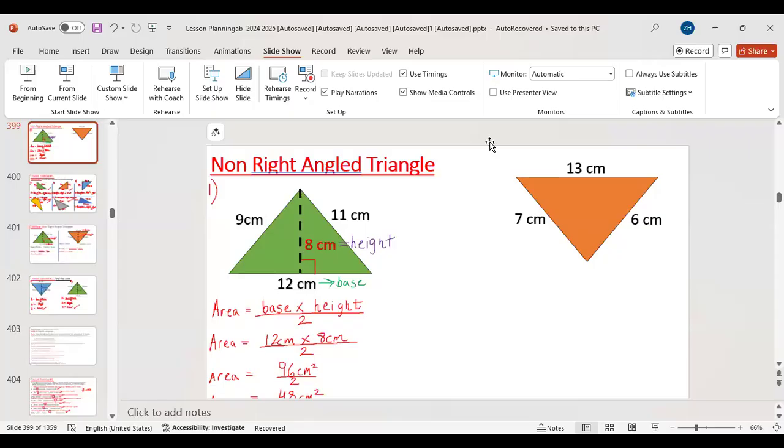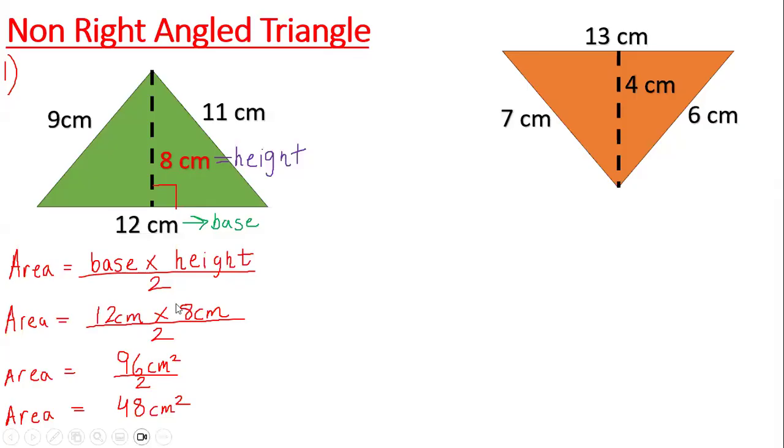Very good. So I have to give you all the height, and the height is going to be here. So let's say the height is 4 centimeters. All right, good. So the height is 4 centimeters. So now we're gonna figure out the area, right?